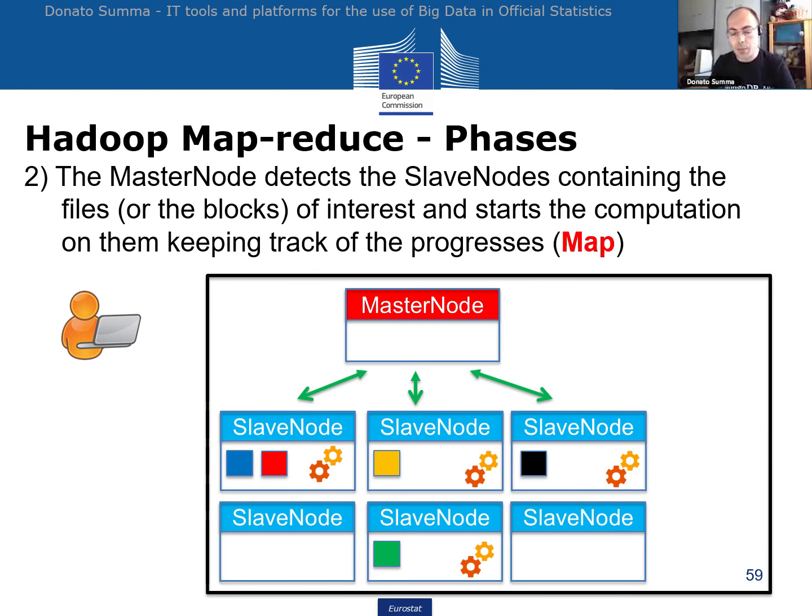So for example, the dataset was split, divided among several slave nodes, the slave nodes that have a square in the picture, and these slave nodes start the execution on the data that they have locally stored. In the meanwhile, the master node is keeping track of the progress, and this is called the map phase.